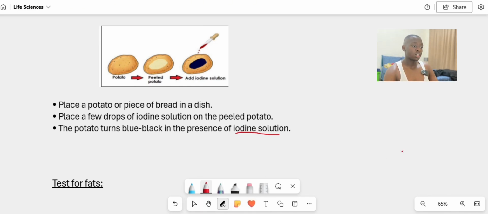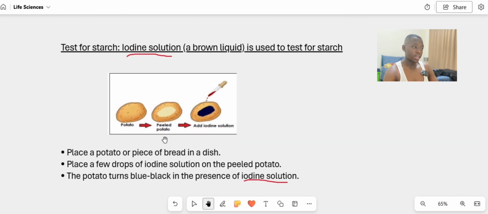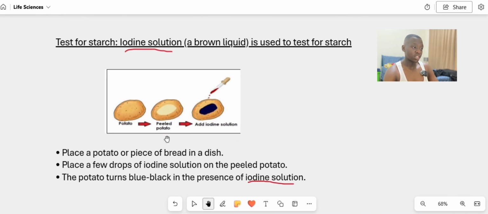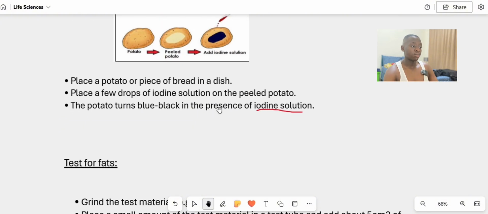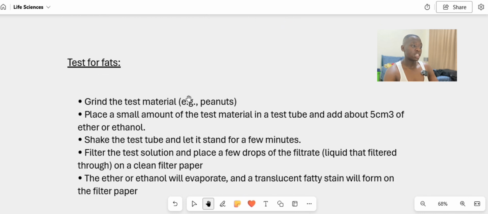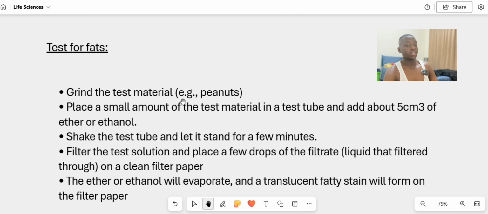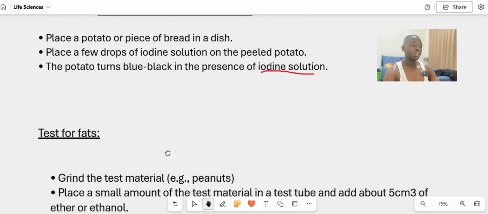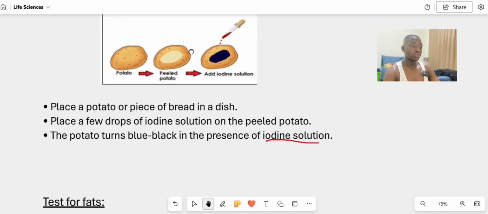Each and every time they ask you what the solution for starch is, you can indicate that it is the iodine solution that is used to test for starch. This type of question they love to pop out in examinations or finals. If they give you a test for glucose, you can immediately say Benedict's solution. If they give you a test for starch, again, you can immediately say iodine solution.